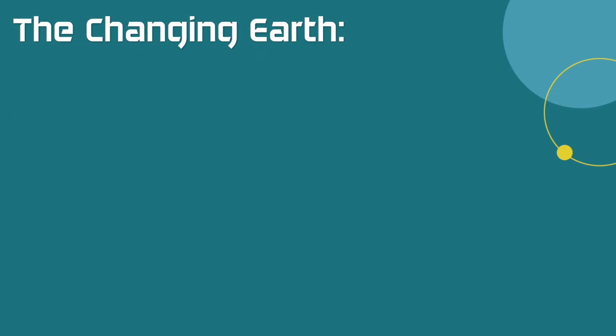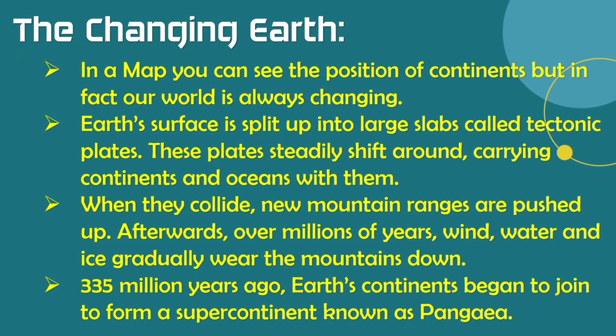The changing Earth. In a map, you can see the position of continents, but in fact, our world is always changing. Earth's surface is split up into large slabs called tectonic plates. These plates steadily shift around, carrying continents and oceans with them. When they collide, new mountain ranges are pushed up. Afterwards, over millions of years, wind, water and ice gradually wear the mountains down. 335 million years ago, Earth's continents began to join together, forming an enormous supercontinent known as Pangaea.